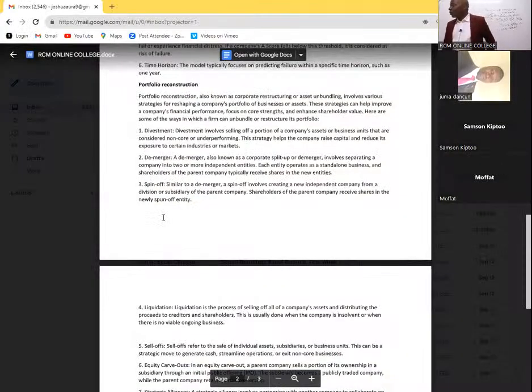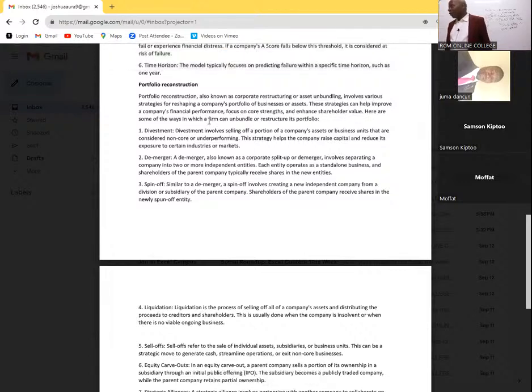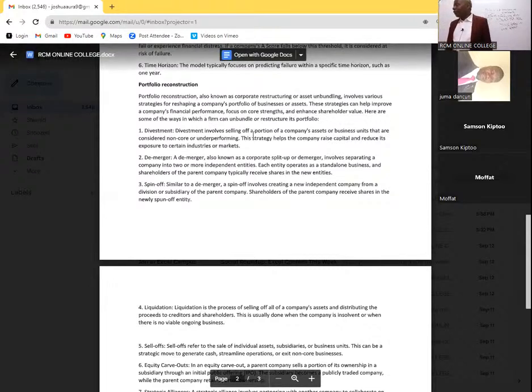Portfolio reconstruction is also known as corporate restructuring or asset unbundling. To bundle is to put together; to unbundle is to separate. When things are not working out, you separate. It involves various strategies for reshaping a company's portfolio of business or assets. These strategies can help improve a company's financial performance, focus on core strengths because you're going to sell some of those underperforming, and enhance shareholder value.